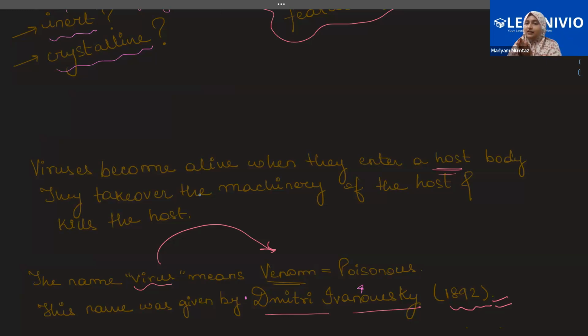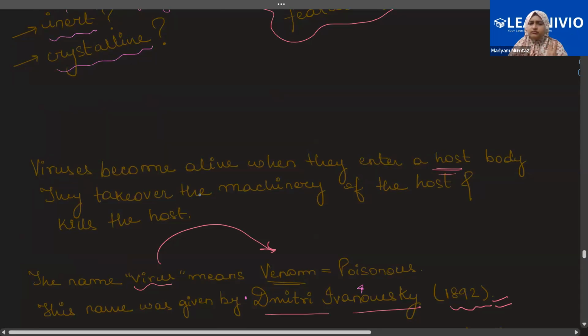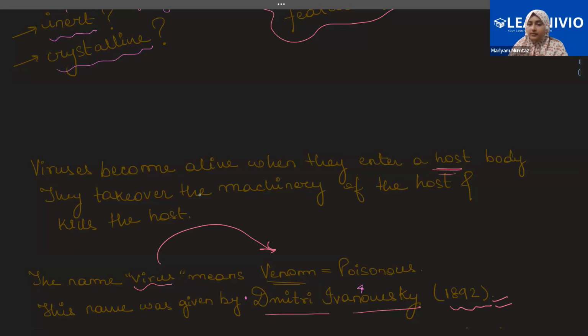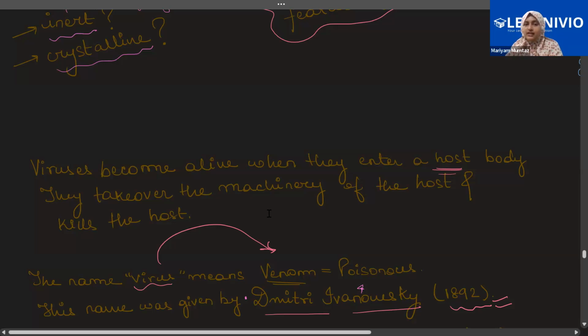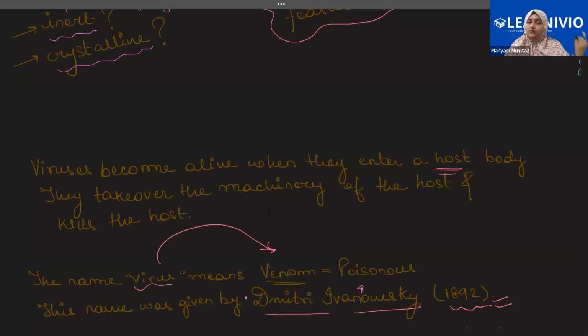So viruses enter the body of the host. Now host is the organism on which the parasite will infect and derive the nutrition. Okay. So with this being said, they take over the machinery of the host and then they kill them. Okay. So viruses are very dangerous and they are purely parasitic, but they are dead outside and they become alive when they are present inside. Is it clear?